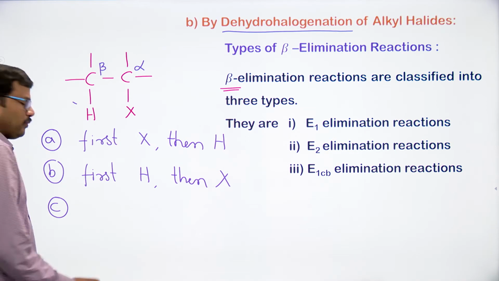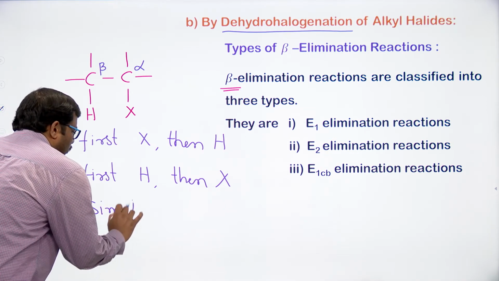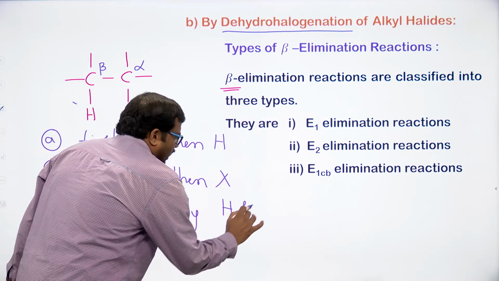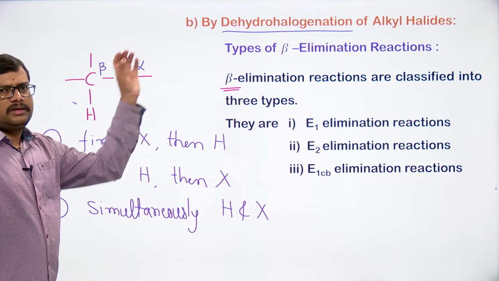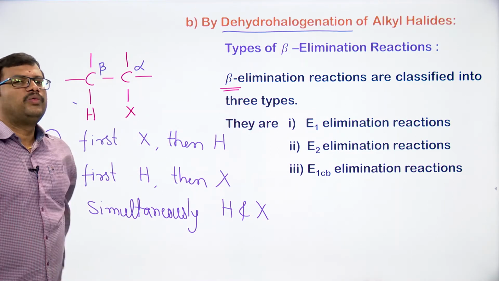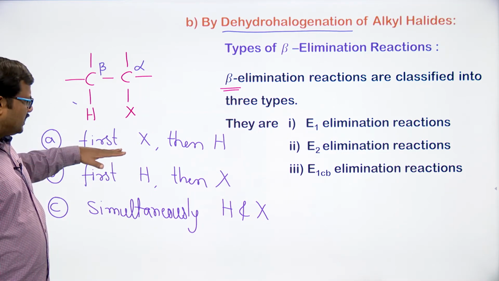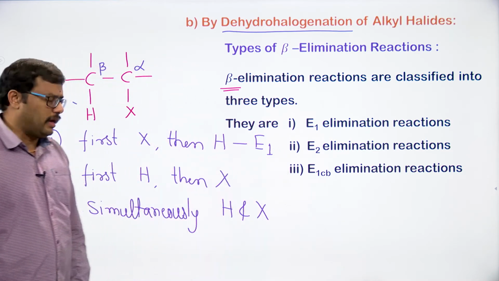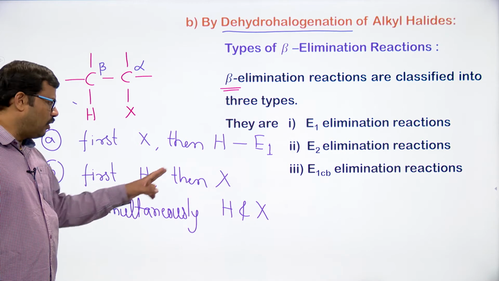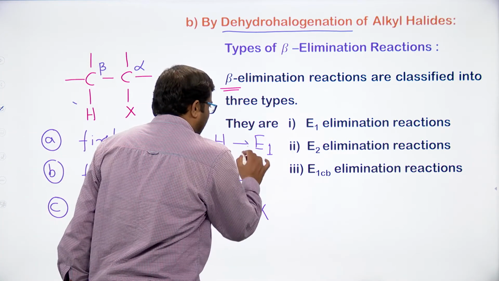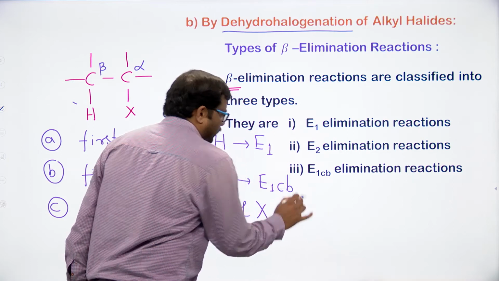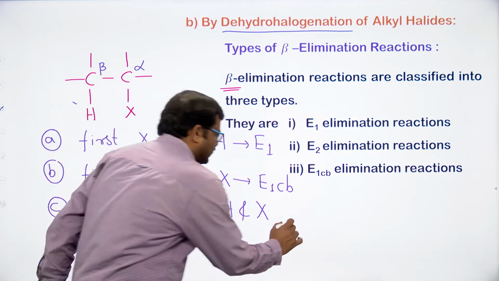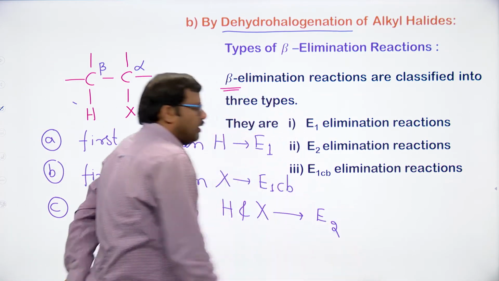Or both H and X are removed simultaneously, at a time. If first X is removed and then followed by H, this is termed as an E1 reaction. First H is removed followed by X, this is termed as an E1CB reaction. If hydrogen and halogen both are removed at a time simultaneously, then that reaction is said to be an E2 reaction.